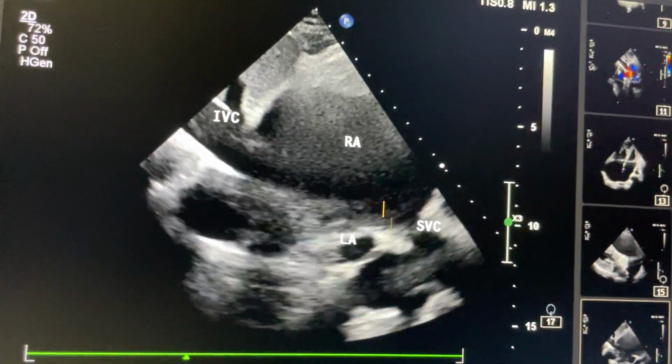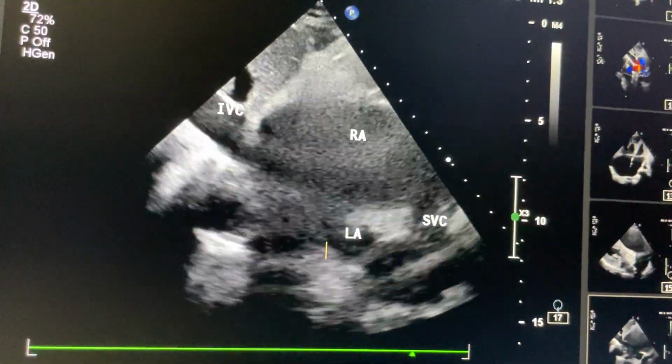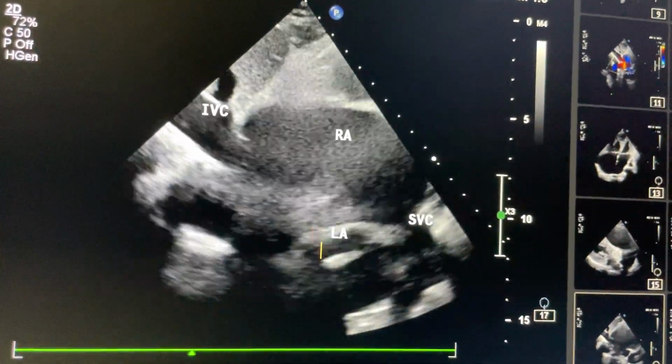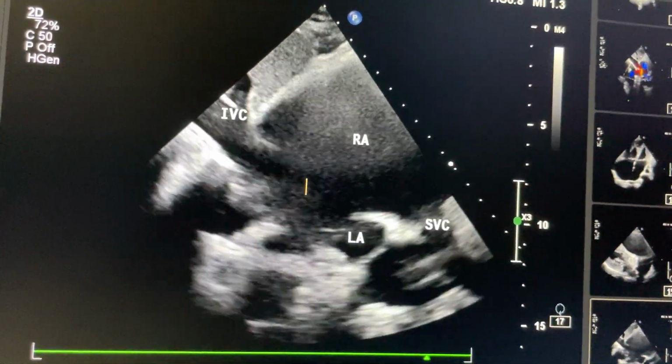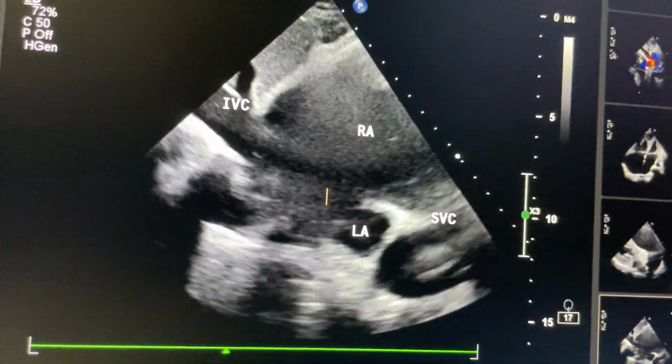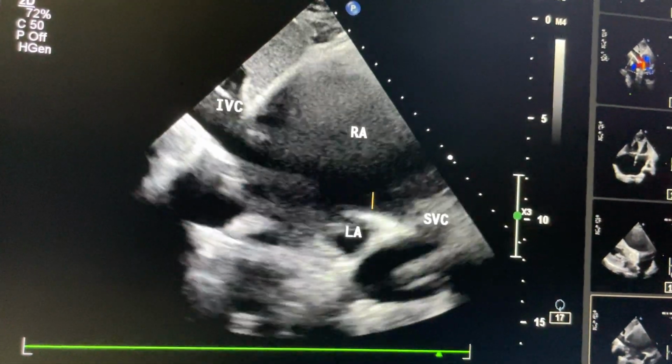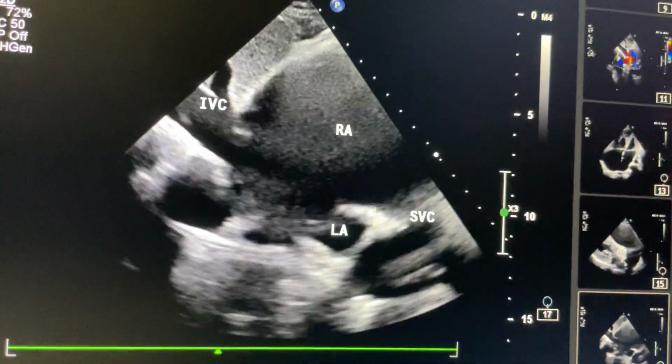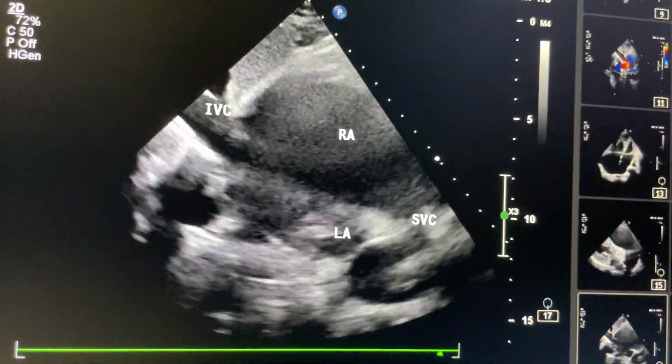So this will be the SVC, this will be the IVC, and this is the right atrium, this is the left atrium. And you always find this kind of ASD. You will never miss sinus venosus ASD in this bicaval view. This kind of ASD is often missed, so you will not miss it.